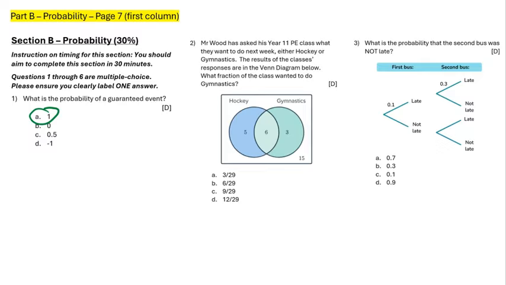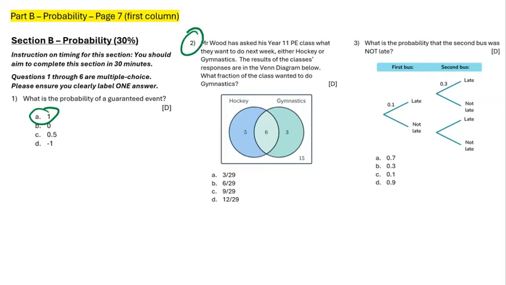So 1 means it's guaranteed to happen. By chance, just so you know, an impossible event would have a probability of 0. A 50-50 event, one that may or may not happen, like a coin, that's going to be 0.5. And this last answer is nonsense. You can't have a negative probability, so it's definitely never going to be that one.